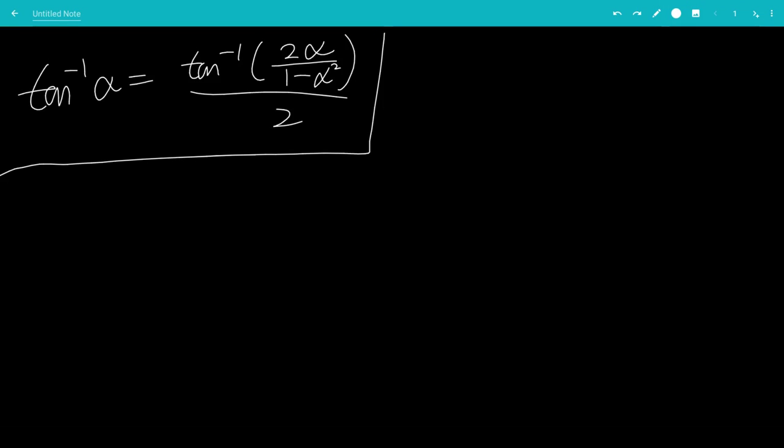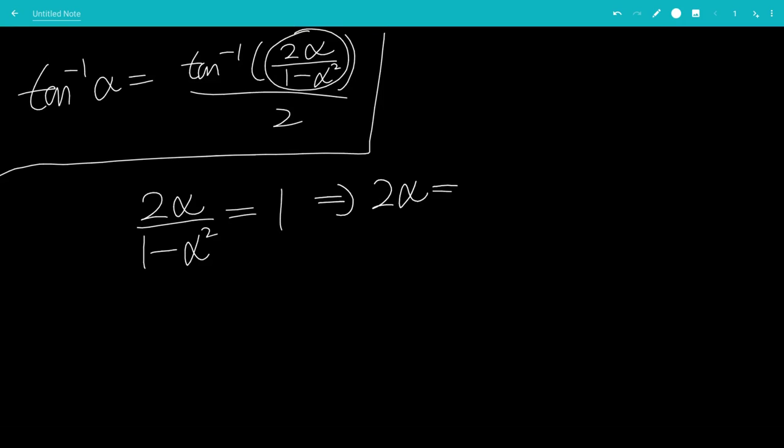So now we're going to show an example of this. So let this equal 1. So 2 alpha over 1 minus alpha squared equals 1. This means that 2 alpha equals 1 minus alpha squared times 1, which is the same thing. Move everything to the left, so it'll be alpha squared plus 2 alpha minus 1 equals 0.